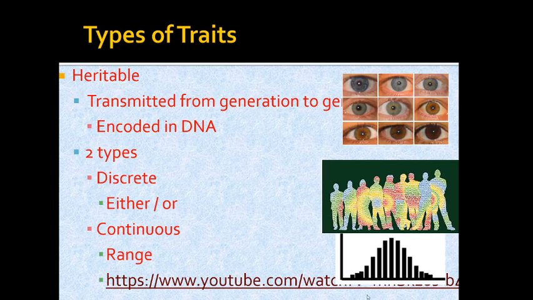For the YouTube videos, maybe you can just look it up. So you see here some examples of different eye color. That's an example of discrete variation, and the next picture will be an example of continuous variation.